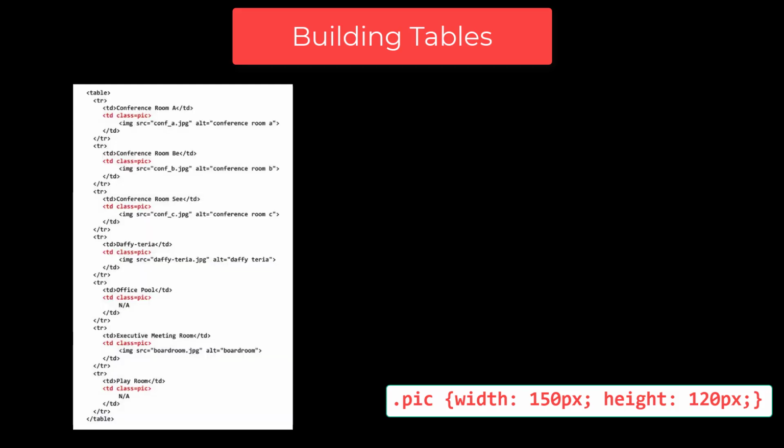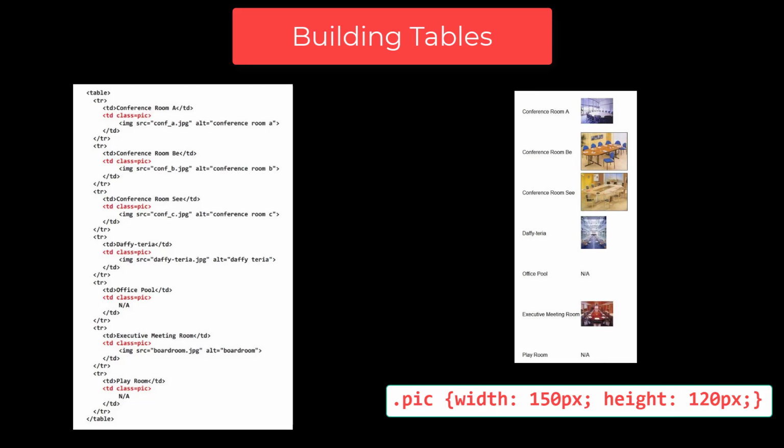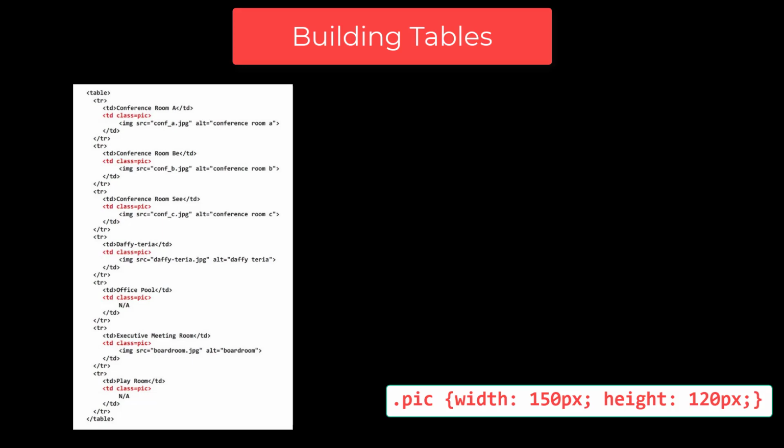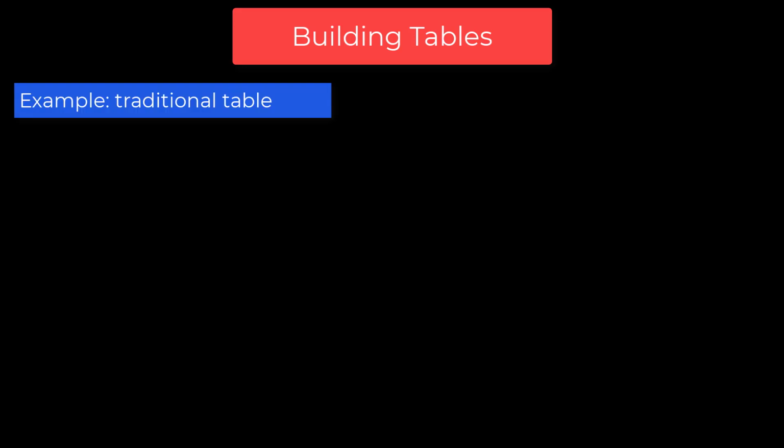And it results in this display. You can see the rows are all the same height by observing the text cells in the first column are evenly spaced vertically. For a third example, we'll do a more traditional table.